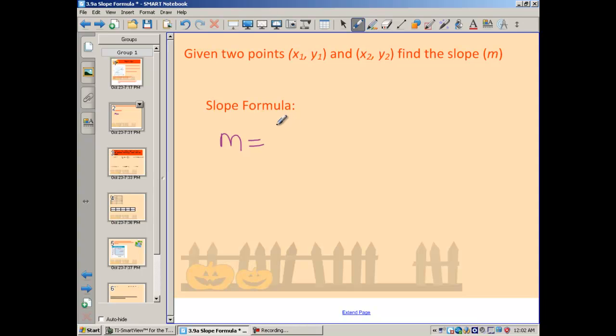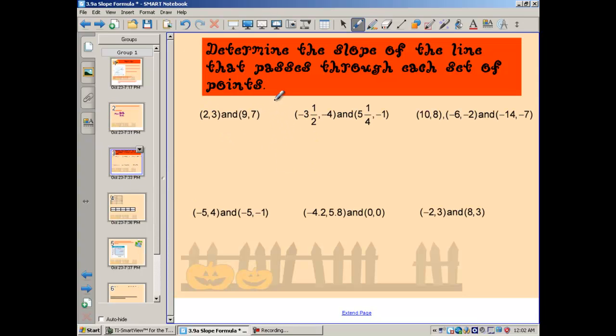And here's the formula. You find the change in the y's, so you do y2 minus y1, over the change in the x's, which is x2 minus x1. It's a formula you want to become very familiar with because we're going to use it a lot. This is a formula you want to know. Make sure you have it written down and you refer to it often. So let's practice.